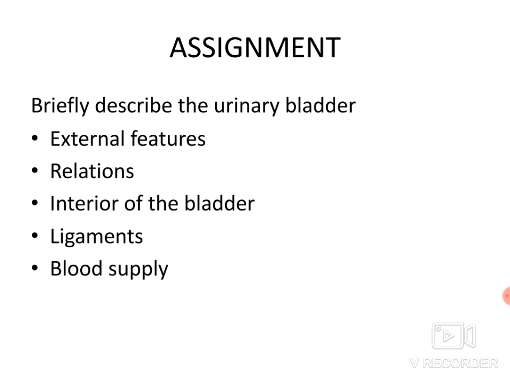That's all about the features of the urinary bladder. Briefly describe the urinary bladder under the following headings: the external features, in the empty bladder, which is tetrahedral in shape, and its parts. Then its relations in male and female. Then the interior of the bladder, the trigone and the remaining part of the mucosa. Then ligaments, the true and false ligaments. Then the blood supply. Thank you.